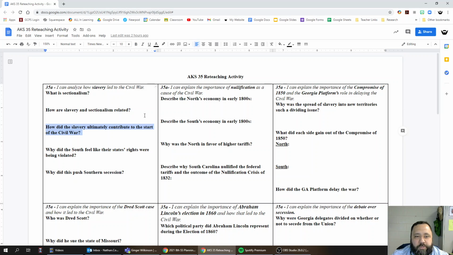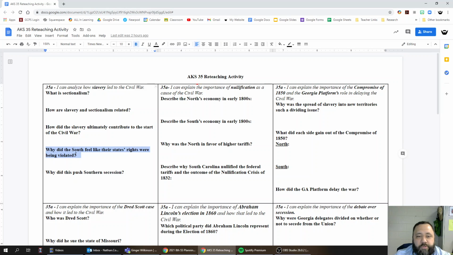How did slavery ultimately contribute to the start of the Civil War? Ultimately, everything leading into the Civil War can be linked back to slavery. Every single compromise that we talked about, the Dred Scott decision, this is all about slavery. So how did it contribute to the start of the Civil War? The Civil War, at its root, was a war over the question of slavery in America.